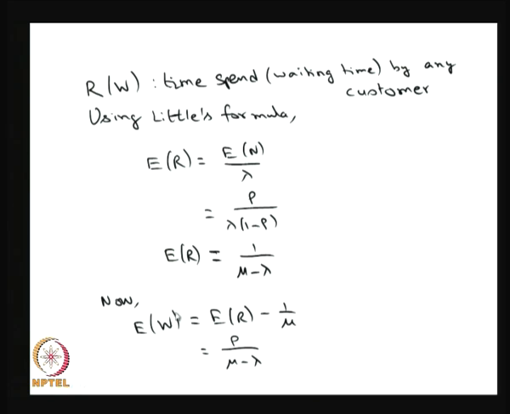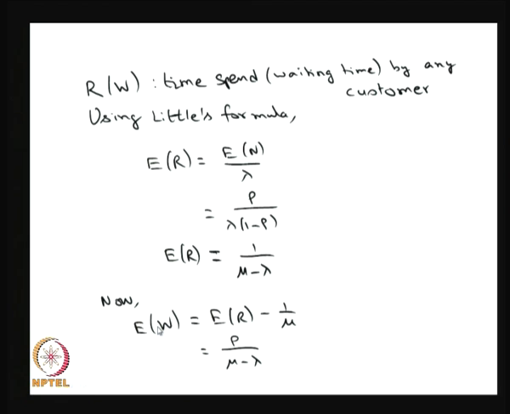Similarly, once I know the average time spent in the system, if I subtract the average time of my own service, then that is going to be the average time waiting in the queue. So, the average time waiting in the queue is the same as the average time spent in the system minus my own average service time. In the M/M/1 queue model, the service time is exponentially distributed with parameter mu, therefore the average is 1 by mu. So, the difference will give the average time waiting in the queue by any customer.